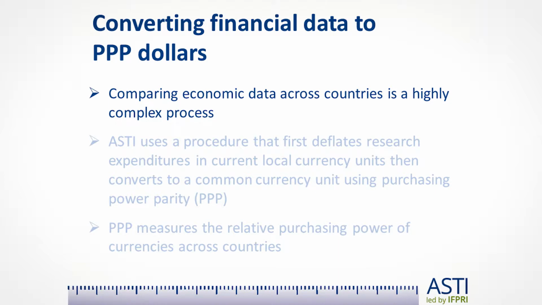ASTI collects data in local currency units. So all the information it collects in Kenya is collected in Kenyan shillings, and all the information it collects in Mali is collected in CFA francs. But in order to make international comparisons, we need an international yardstick that actually allows us to compare investment levels across countries. But comparing economic data across countries is challenging, and it's a highly complex process because of the important differences that exist in price levels across countries.